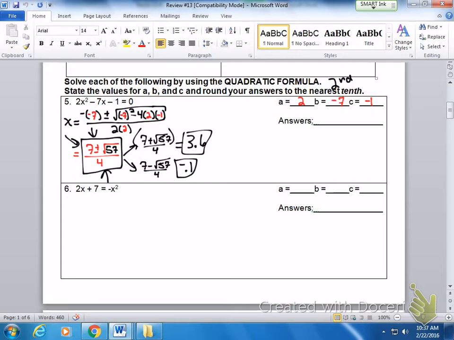Now, I also want to talk about number 6. Number 6, it's not in the right form. It's not ax squared plus bx plus c. It looks like our ax squared is over here. So I'm going to add x squared to both sides. So now I have x squared plus 2x plus 7 equals 0. So I want you to go ahead and fill out your a, b, and c and fill out the equation. While you're doing that, I'll write this out.